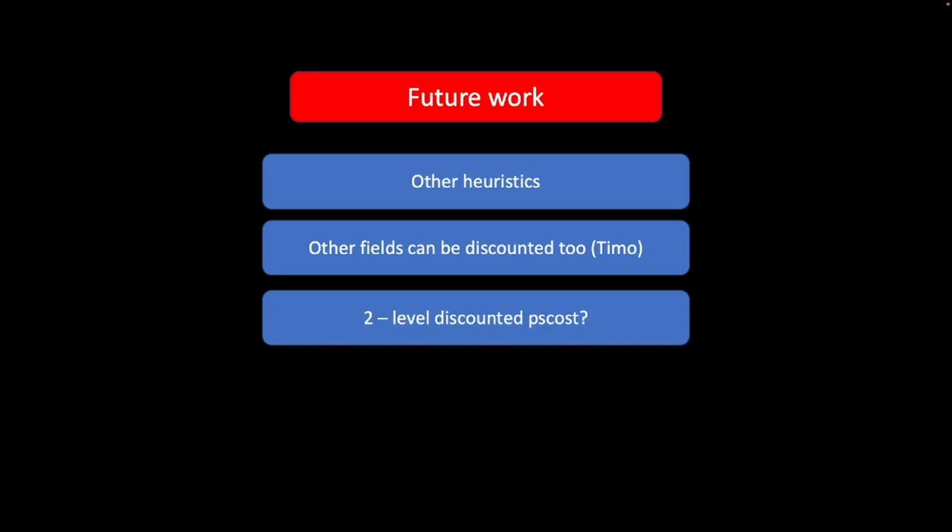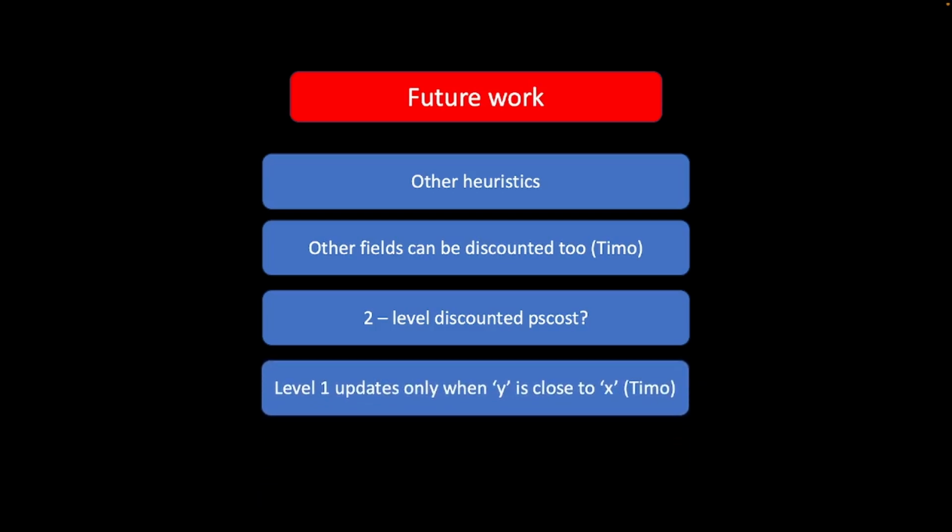The natural idea of going for 2 or higher levels of pseudocost, I'm kind of putting a question mark on that, because at this point of time we would need more signals to know that at least 1 level discounted pseudocost are working well. After that only can we try to extend it to 2 levels or more.